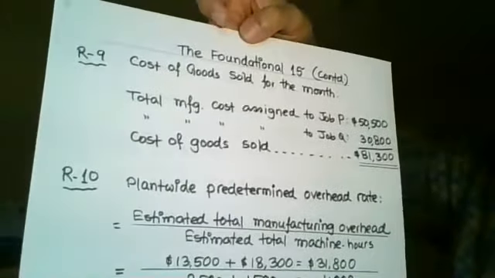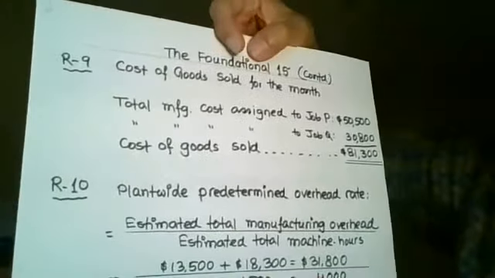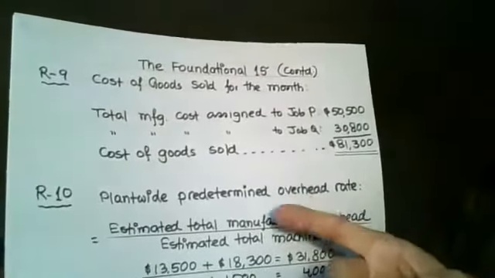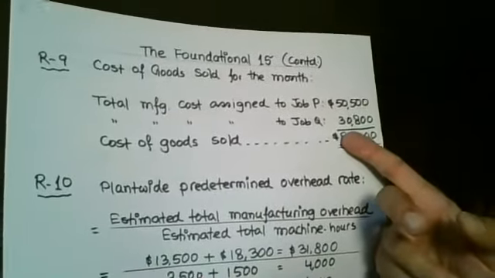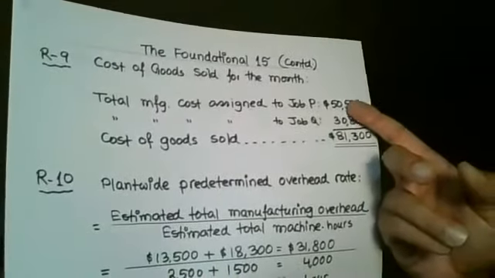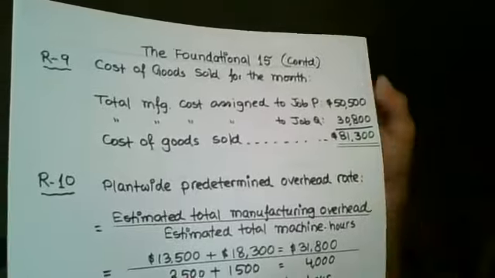Requirement 9, cost of goods sold for the month. Well, I'll get to the plant-wide rate in 10, but cost of goods sold is simply the cost of P and cost of Q. This is the easiest. Cost of P plus cost of Q is the cost of goods sold of the two jobs.